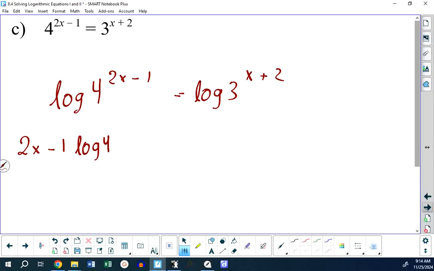That's not what you get. It's not 2x minus 1 times log 4. It's 2x minus 1 times log 4, right? It's the whole thing times the base 10 logarithm of 4. And then here you're going to have x plus 2 times the logarithm of 3.